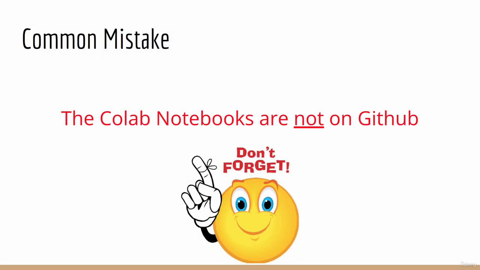Now, there's one mistake that many students make, even after I've mentioned it once or twice. Therefore, I found that it is necessary to mention it 3 or more times. So far, this seems to be the magic number. Okay, so what's the mistake? It's that people forget that the Colab notebooks are not on GitHub. So I repeat, the Colab notebooks are not on GitHub. Okay, so hopefully that's enough to get the point across.